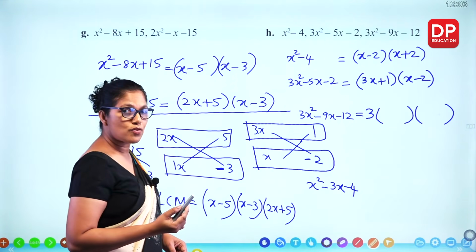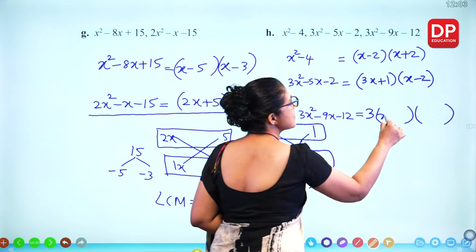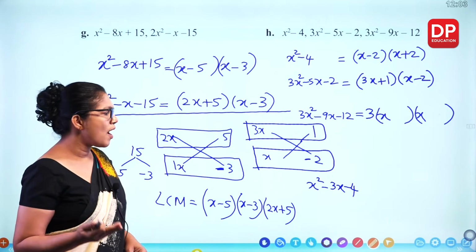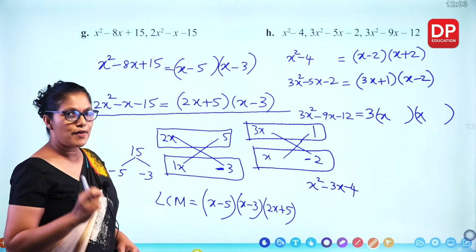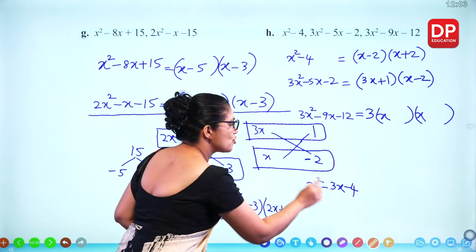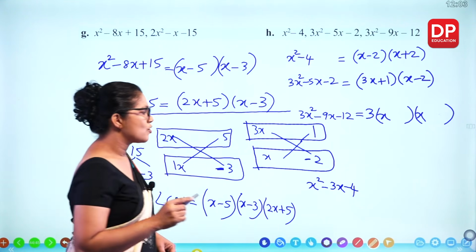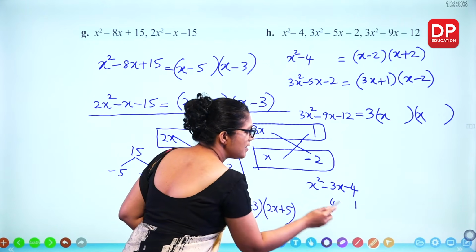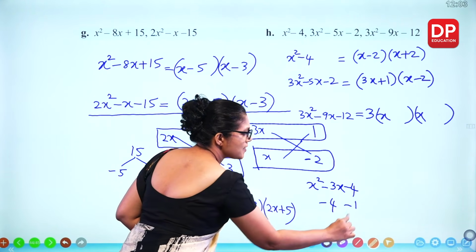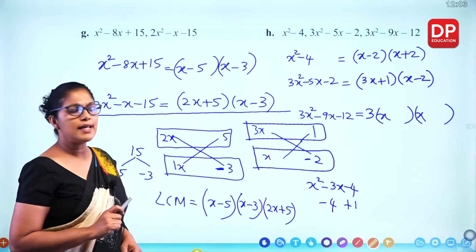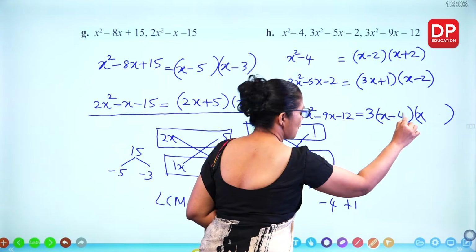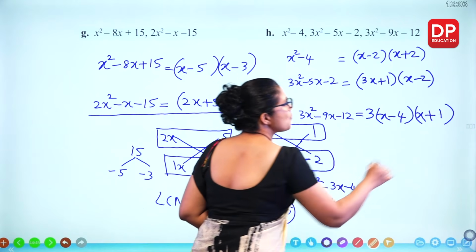So how do you get x squared? You get x and x. How do you get minus 4? 4 and 1, or 2 times 2. But when you add the factors, you should get minus 3. So how can we get minus 3? If you put 4 and 1 with negative 4 and plus 1, you are getting minus 3. So here the factors are minus 4 and plus 1.